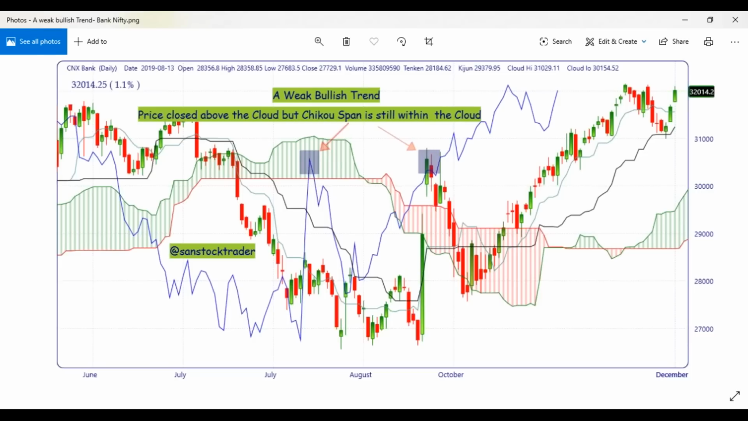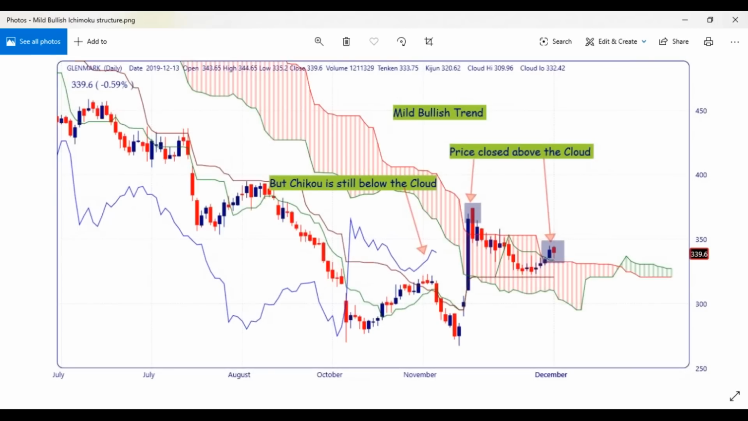This is the beauty of the system. This is mild bullish. Again, it is mild bullish. So if you want to go long on a breakout, then you should only go when the trend is strongly bullish. It means price should be above the cloud and Chikou also.